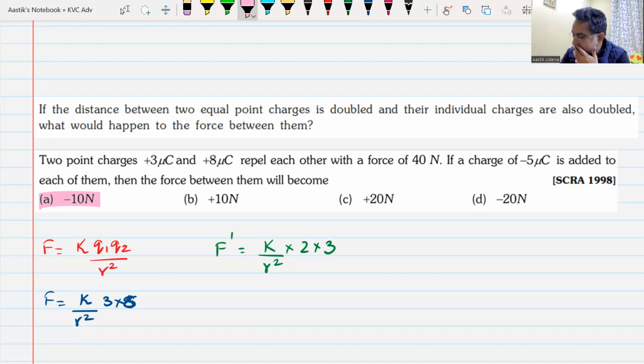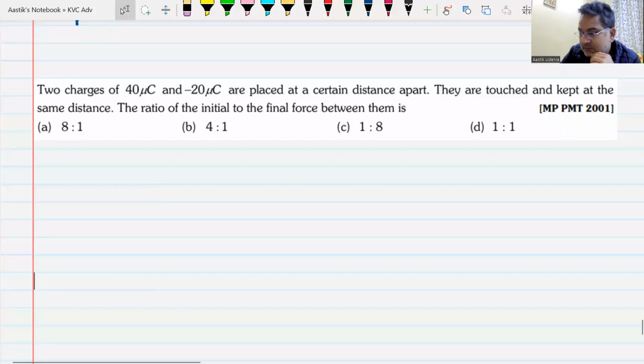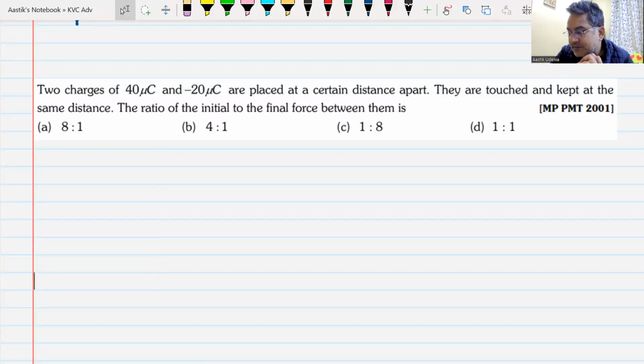Next one. Two charges, 40 microcoulomb and minus 20 microcoulomb, are placed at a distance apart. They are touched and kept at the same distance. What is the ratio of the initial and the final forces? The question is pretty simple. I'll give you 2 minutes. The answer is 8 is to 1.